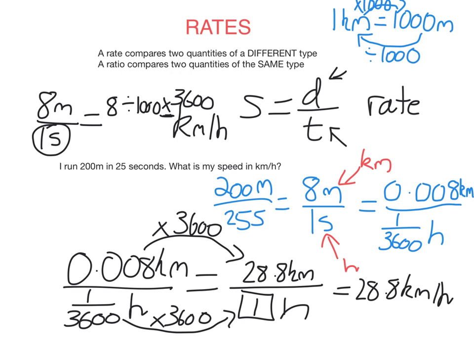Now, if you put 8 divided by 1,000 times 3,600 on your calculator, you will get the same answer of 28.8 kilometres per hour. So if you prefer to do it like this with equivalent fractions, or do it this way, which is quicker but maybe a little harder to understand, I don't mind as long as you get the right answer. Sorry for the long video.